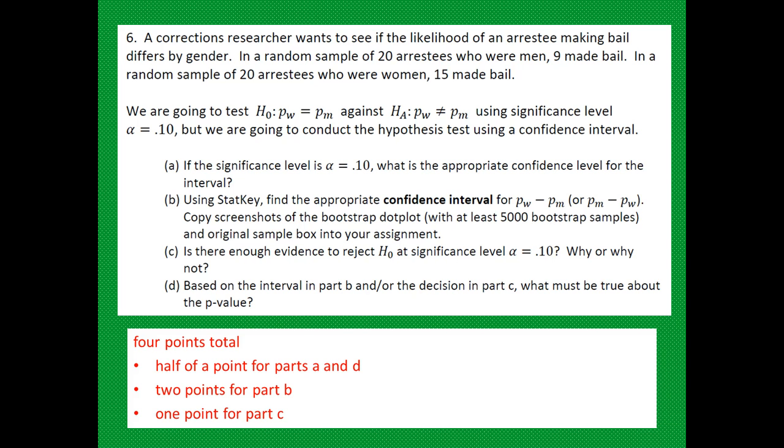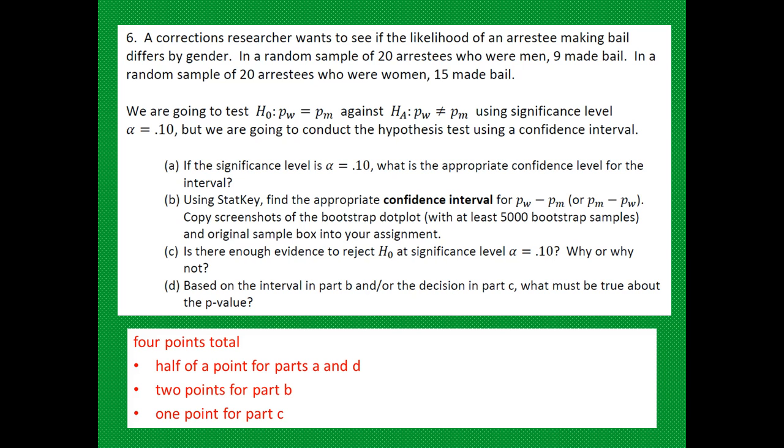That's worth 2 points, so half a point for having the correct StatKey option, the correct type of confidence interval that you'd need here. Half a point for having a dot plot with at least 5,000 bootstrap samples, not randomization samples. Half a point for setting up the percentiles correctly, and half a point for the data entry / original sample box. Part C, if that's worth 1 point, you can figure out how it works. It's half a point for the yes or no, half a point for the why or why not.